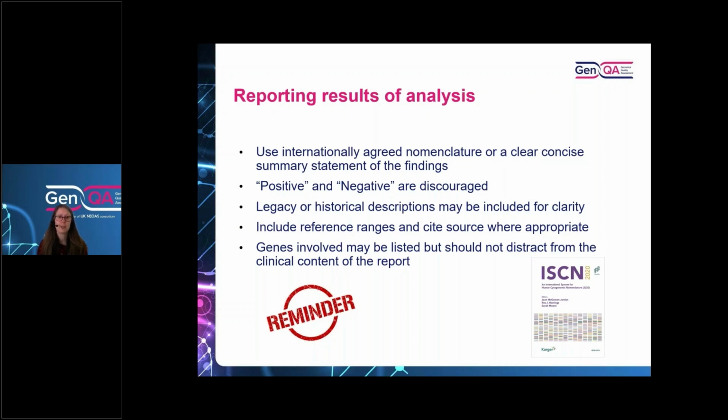For tests which involve looking at multiple genes, for example copy number variants, a large copy number variant might include a huge list of genes. You might choose not to list all of those genes in the report because there are just too many and it distracts from the clinical content. So again, judgment should be used, and it should be pragmatic. The key information needs to be there, but the report needs to be clear.